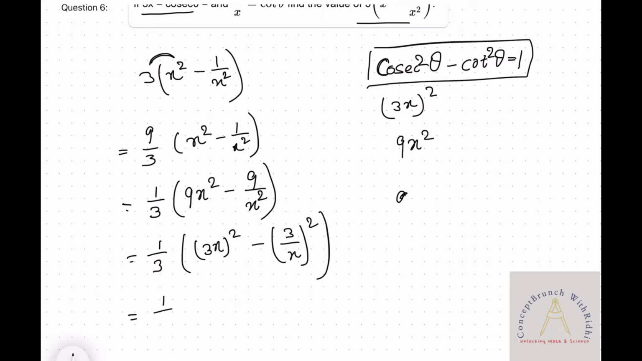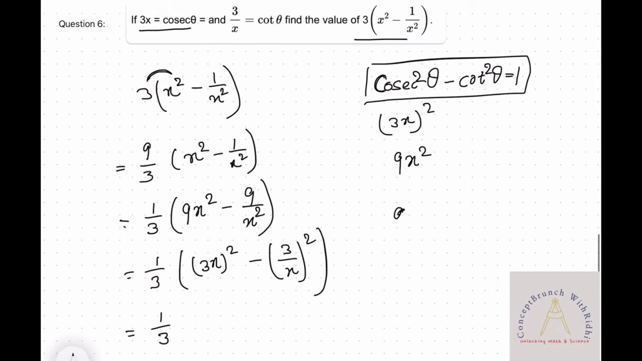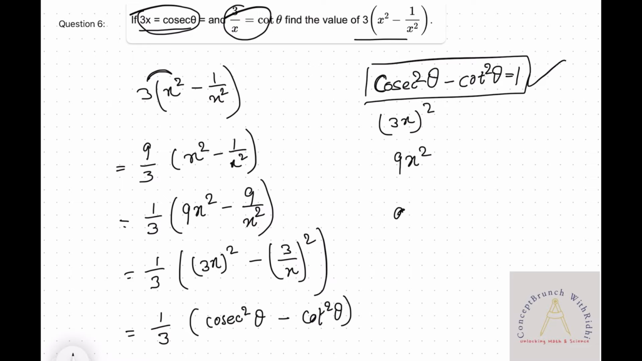See, in the question itself it is given. 3x is cosec theta, right? So it is cosec square theta minus, 3 by x value is cot theta, right? So cot square theta, and with the identities we know cosecant square theta minus cot square theta is 1. So put all these values. So 1 by 3 times of 1, right? So we can write the answer as 1 over 3.